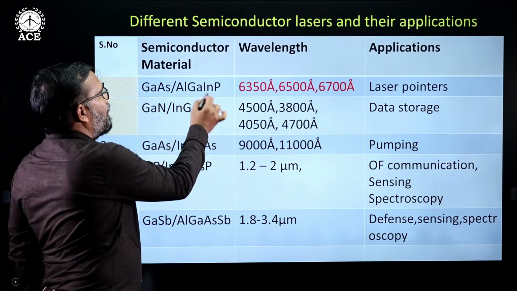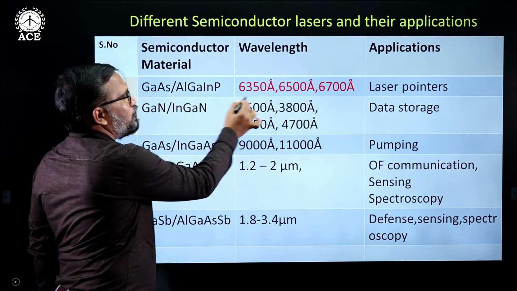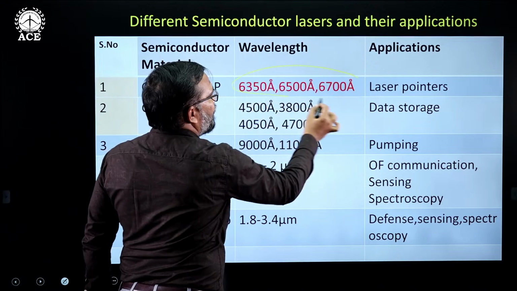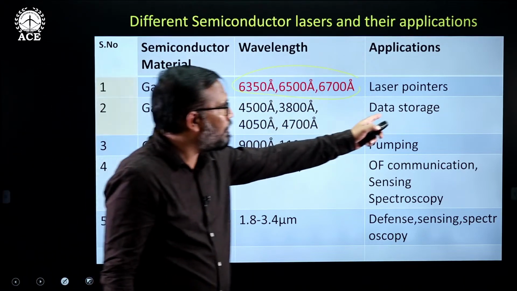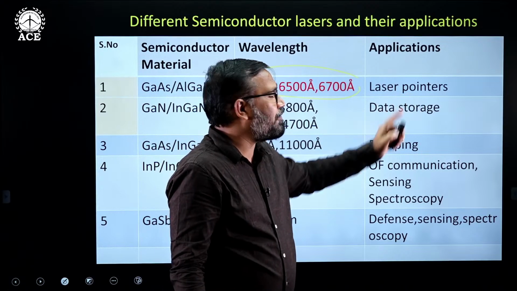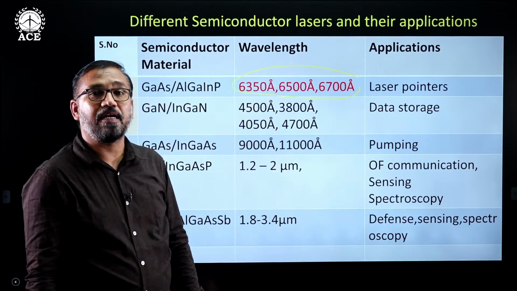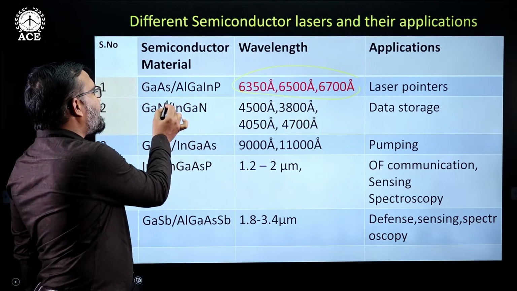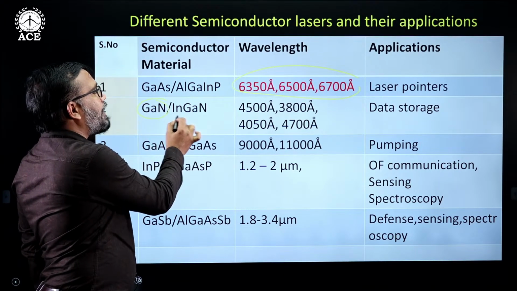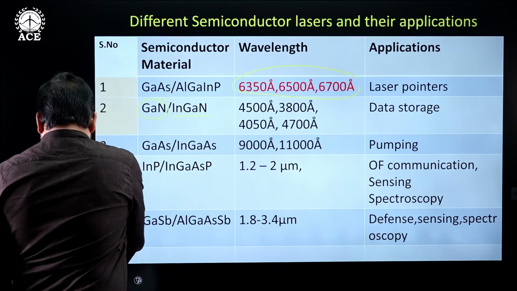When you are using gallium arsenide, you will get lasers of this much wavelength. Which color are they? Red color. So what kind of application are we having? Laser pointers. Next, when you are using gallium nitride or indium gallium nitride, then what kind of application will we have?